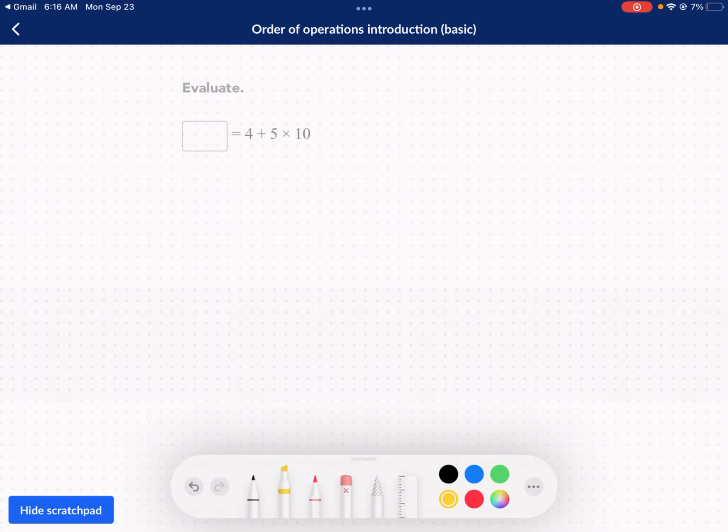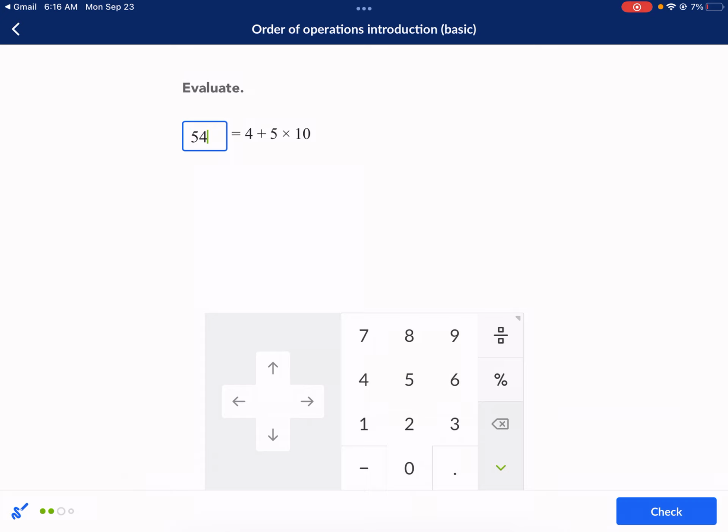Here's an easy one, which is 2-step. We see we have addition and multiplication. Clearly, we're going to start with multiplication. So we have 5 times 10, and that's 50. And we just have to add the 4, and we get 54. That was a nice little freebie. So 54 is our final answer.